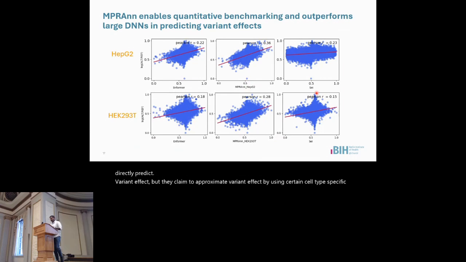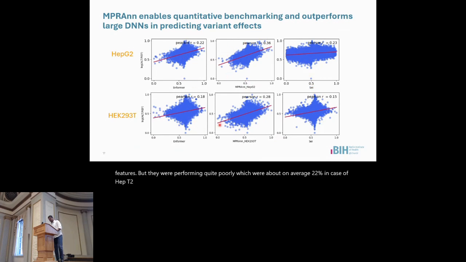but they were performing quite poorly, on average about 22% in the case of HepG2 and 16 to 17% with HEC. Now, clearly, MPR-NN has a bigger hand here, as it is directly trained on the same task, and others attempt to approximate this. But the real focus here should be that because Informer and Psi are trained for broader genomic epigenetic features, they may not always translate or warrant variant effect.